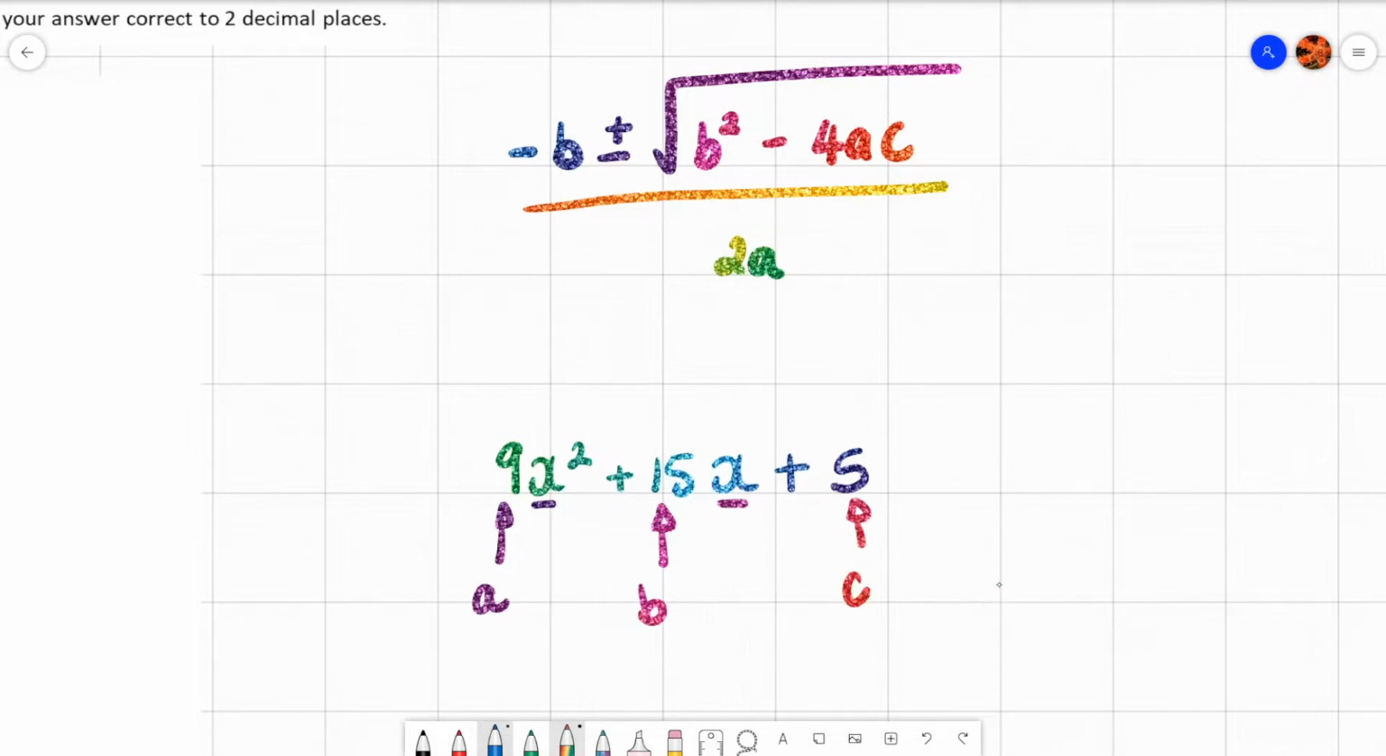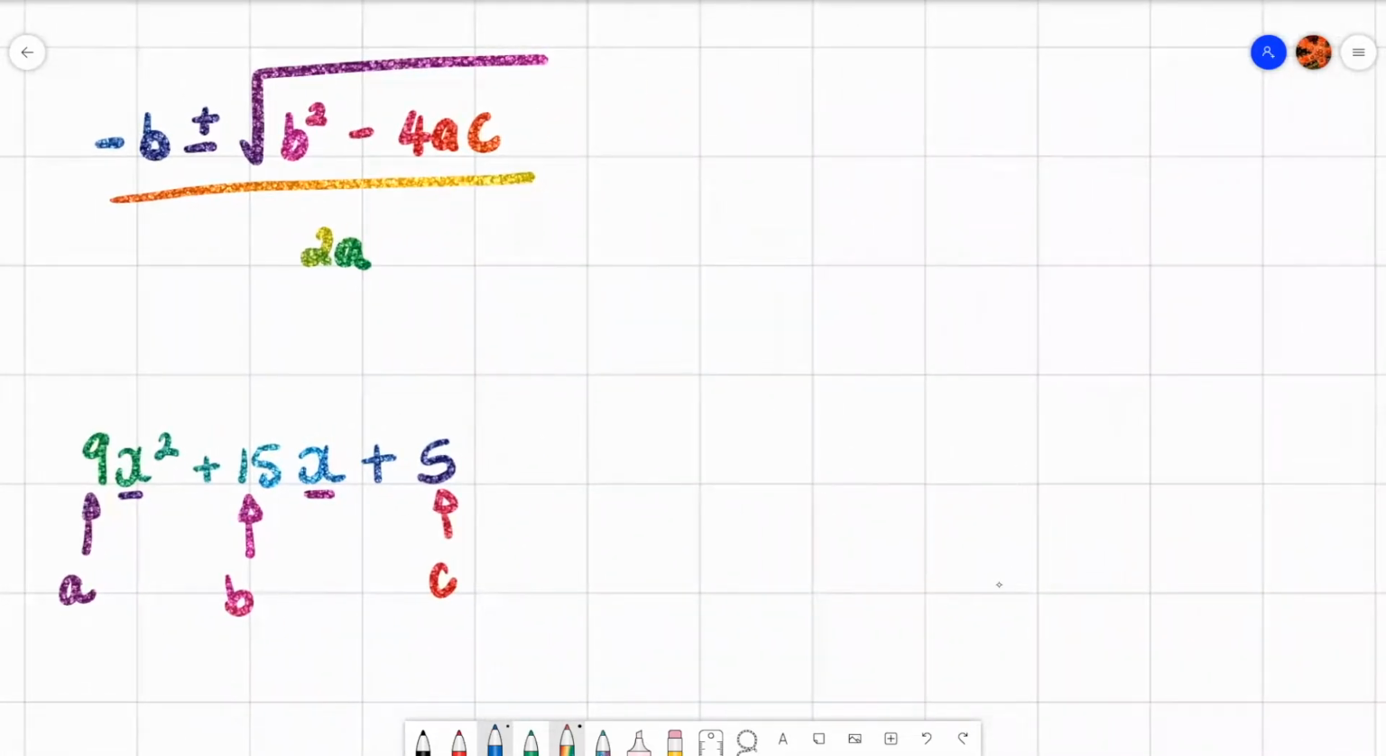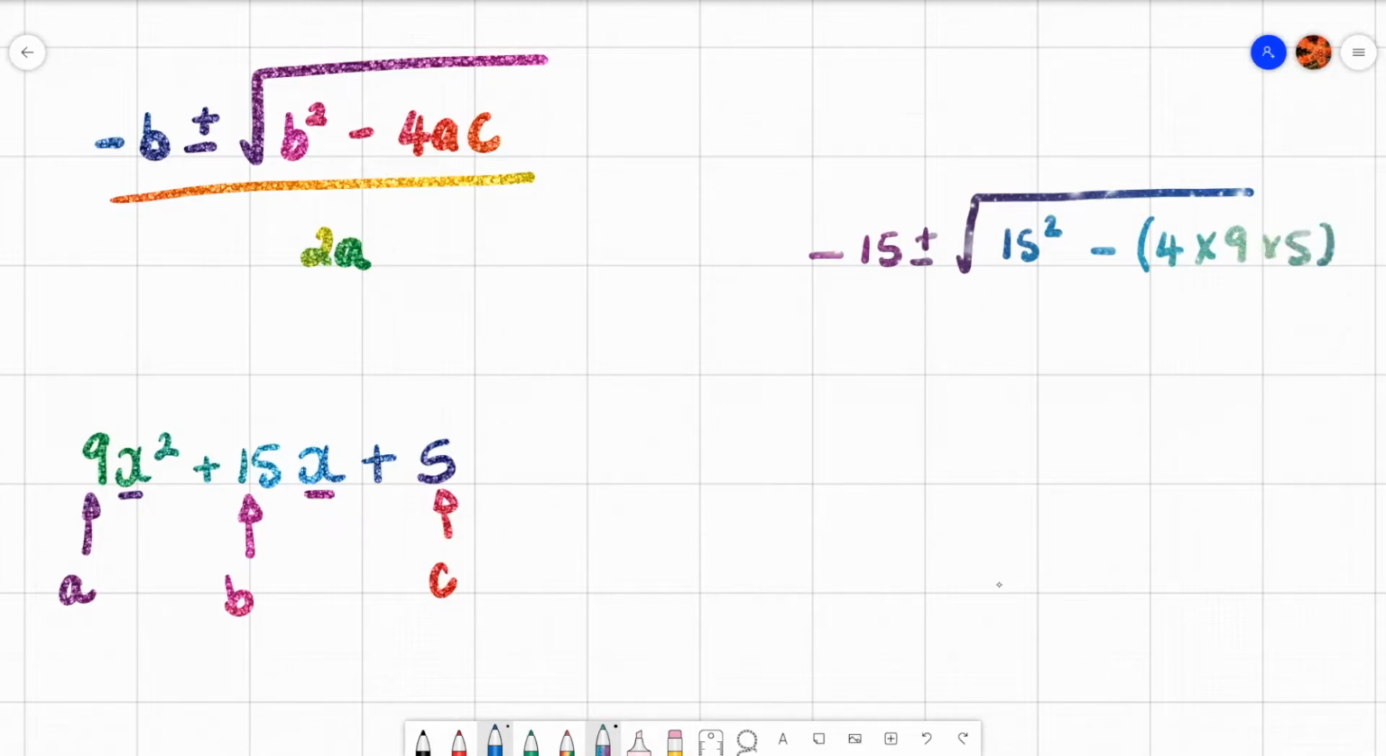Now we need to plug these numbers into our quadratic formula. So we've got minus b, so I'm going to have minus 15, plus or minus the square root of b squared, which is 15 squared, minus 4ac. I'm going to put this in brackets because it means 4 times a times c. So I've got 4 times 9 times 5, all divided by 2 times a, which is 9.